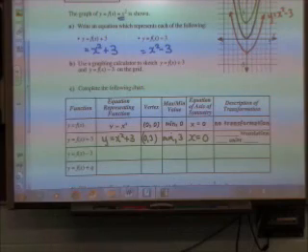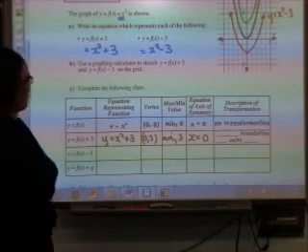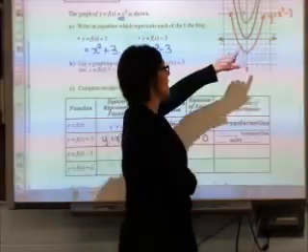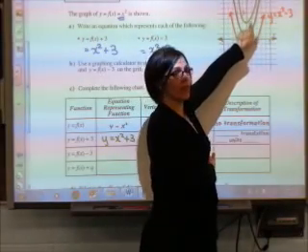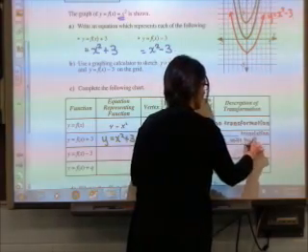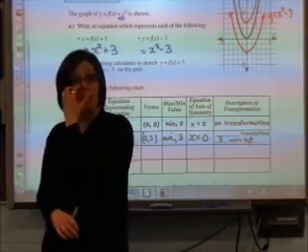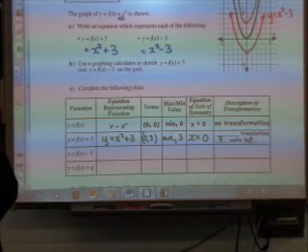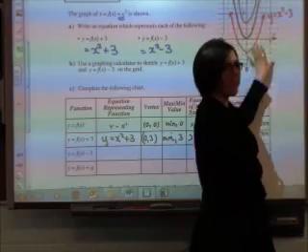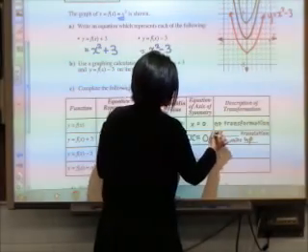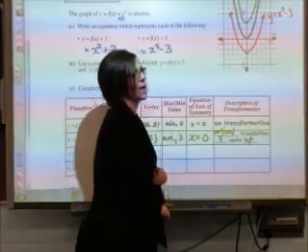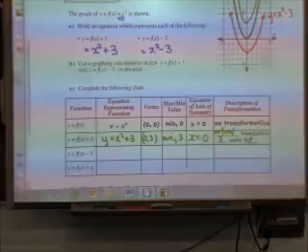So to describe the transformation, you guys told me, Hannah said that we moved the graph 3 units up. Moving the graph up we call a translation. And if I go up or down, it's affecting my y values, which is vertical. So it becomes a vertical translation of 3 units up.